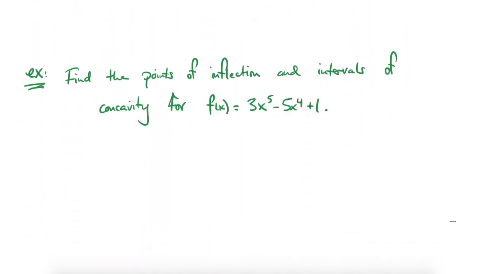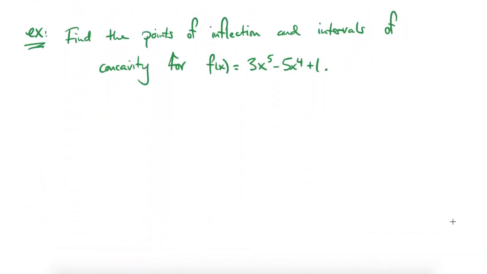So let's go ahead and work one of these. Find the points of inflection and the intervals of concavity, meaning where is it concave up and where is it concave down, for the following function. If you want the points of inflection, remember the theorem we just saw said that's where the second derivative is 0 or doesn't exist, and it changes sign.